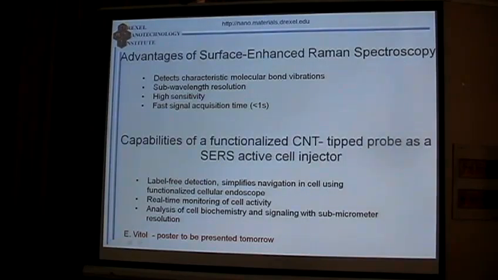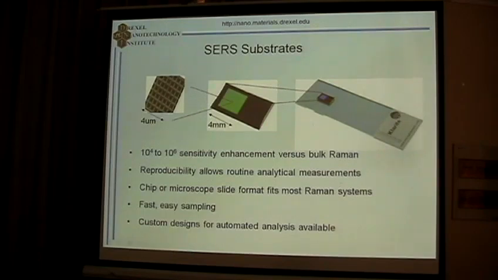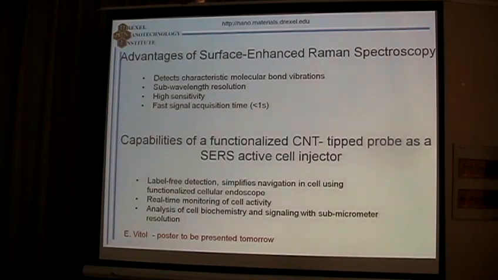Why is it jumping ahead automatically here? And those give you, as I mentioned, around 10 to the 5 sensitivity enhancement compared to bulk Raman, and you get a more reproducible pattern because you have reproducible particles here.